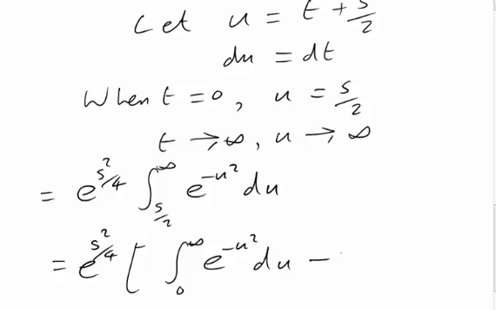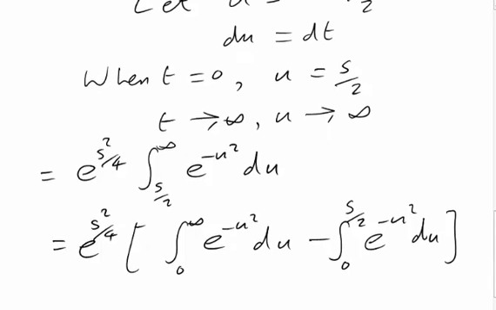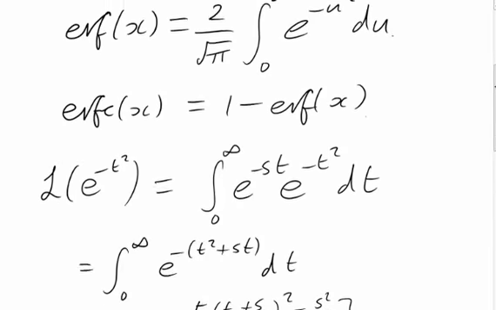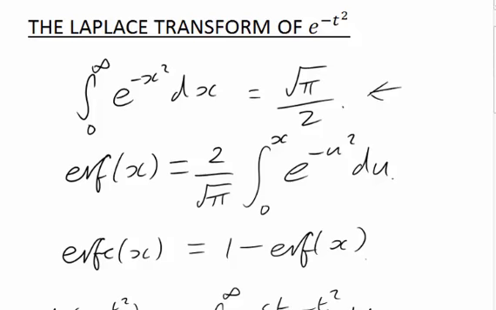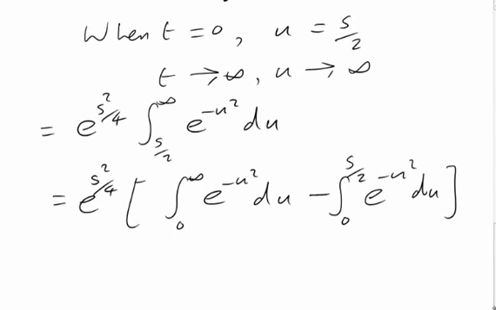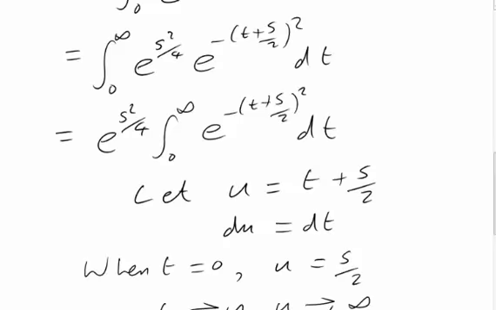But I can do that by taking 0 to s over 2 of e to the minus u squared du. And now, integral 0 to infinity e to the minus u squared du, well, it doesn't matter whether the variable is called u or x, it's that same integral that we had right at the top. It's just root pi over 2. So that's e to the s squared over 4, and the first term is root pi over 2, and then minus, and now what's this other one? It's the same integrand, but it's 0 to s over 2.